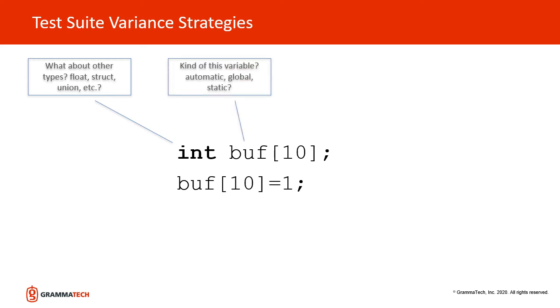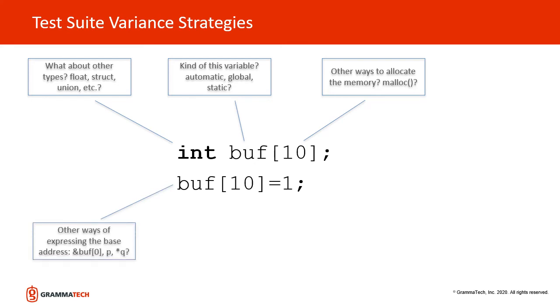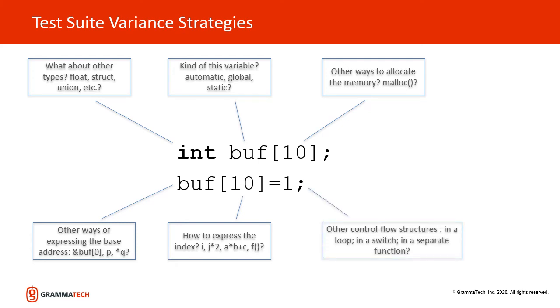What about other types? Or what if the kind of the variable is different? This might be an automatic variable. It is an automatic variable. But what about if it was a global variable or a static variable? Or what if the buffer itself wasn't allocated on the heap? Sorry, wasn't allocated on the stack. It's allocated on the heap. Or what if there's other ways of expressing the base address or other ways of expressing the index? Or what if the entire structure, the entire statement, is embedded in a control flow structure, such as in an if statement or a loop, or maybe it's across a procedure boundary.